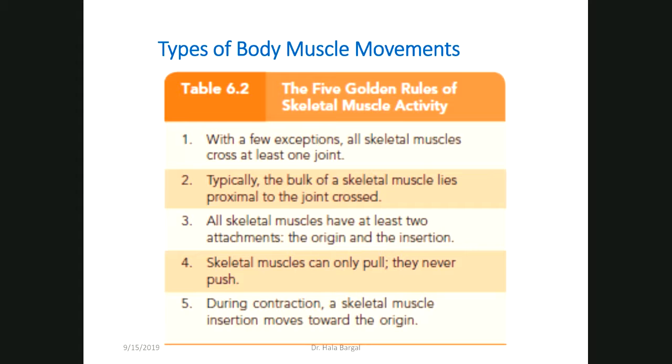Typically, the bulk of skeletal muscle lies proximal to the joint it crosses. Always the insertion of the muscle is in the form of a tendon, a strong fibrous sheath that connects the muscle to its insertion point. All skeletal muscles have at least two attachments: origin and insertion.